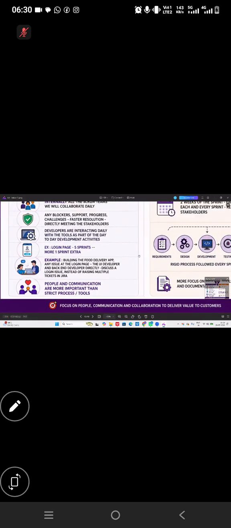You see here, building a food delivery app. Any issue at the login page? The UI developer and the backend developer can connect directly, instead of raising multiple tickets. Let's say I'm from Hyderabad and Bangalore. Instead of sending out an email, if something is not working on the UI, right away you can set up a meeting instead of writing tickets. Later on, you can create the tickets. But for now, we need a quick resolution and a quick understanding. For that, we give more priority to people and communication than to process and tools. We do not need to follow a strict process and tools.